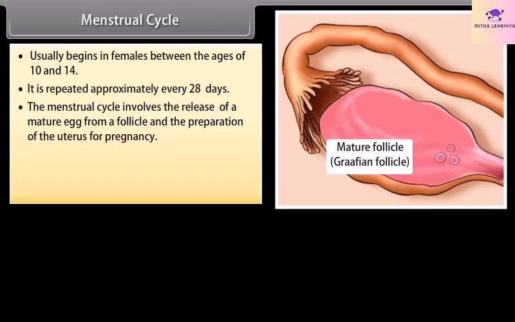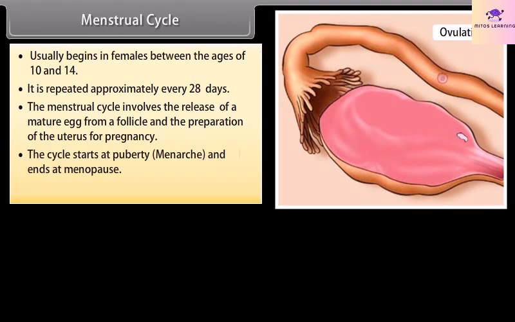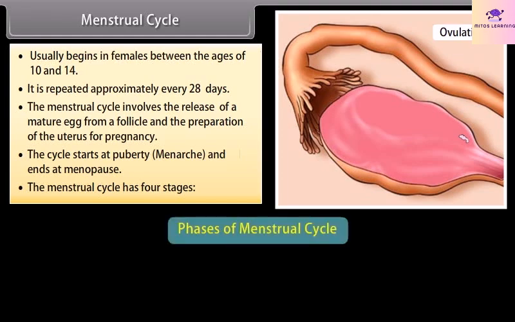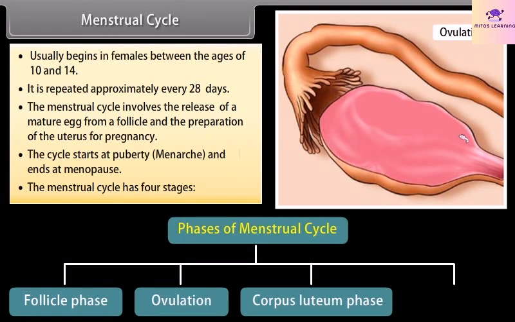The menstrual cycle involves the release of a mature egg from a follicle and the preparation of the uterus for pregnancy. The cycle starts at puberty or menarche and ends at menopause. The menstrual cycle has 4 stages. Phases of menstrual cycle: follicle phase, ovulation, corpus luteum phase, menstruation.